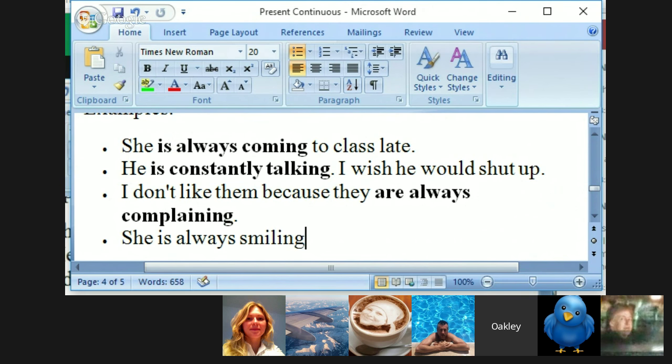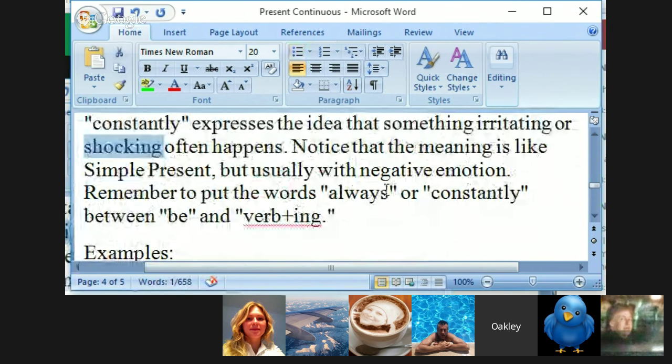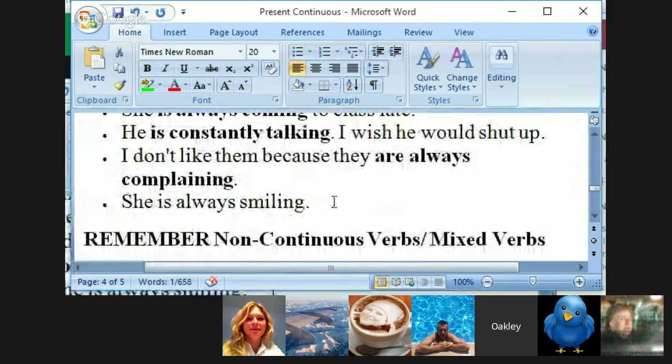Okay, there's nothing wrong with this sentence right here. She's always smiling. It's different. It's still surprising, slightly shocking. It's unusual, but it's not negative. So it does not have to be negative. I really like Suzanne. She's always smiling. Okay, there's nothing wrong with that sentence right there.